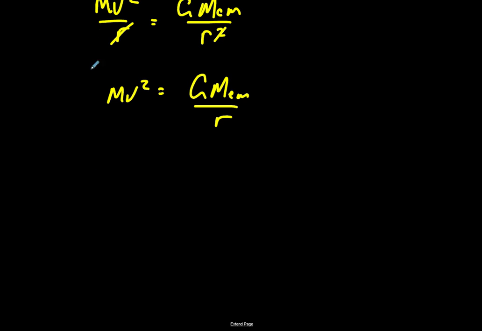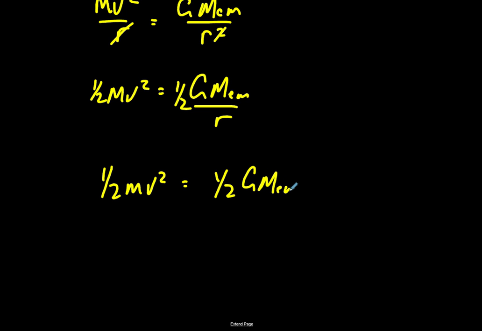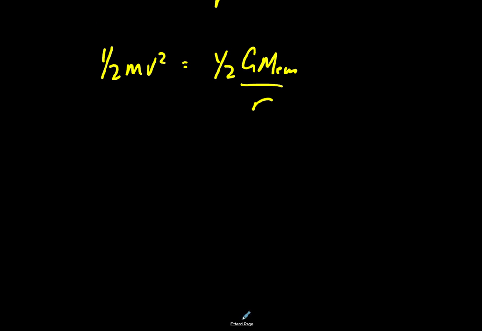Okay, so now, if we want to get this in terms of energy, we can multiply each side by 1/2. Okay, so now look what we've done. We've said that 1/2 mv squared is equal to 1/2 G m_E m over r. All right, so let's just keep that in mind for a second.